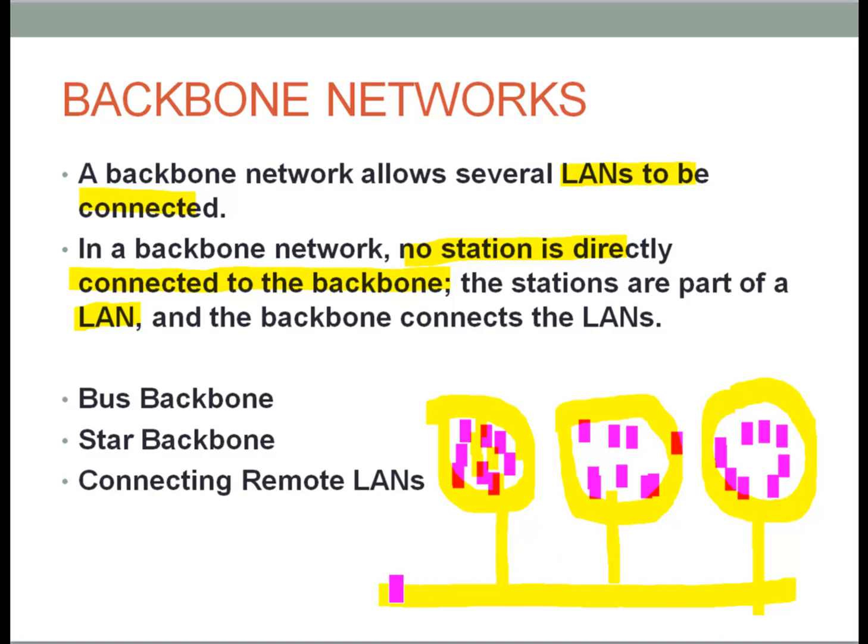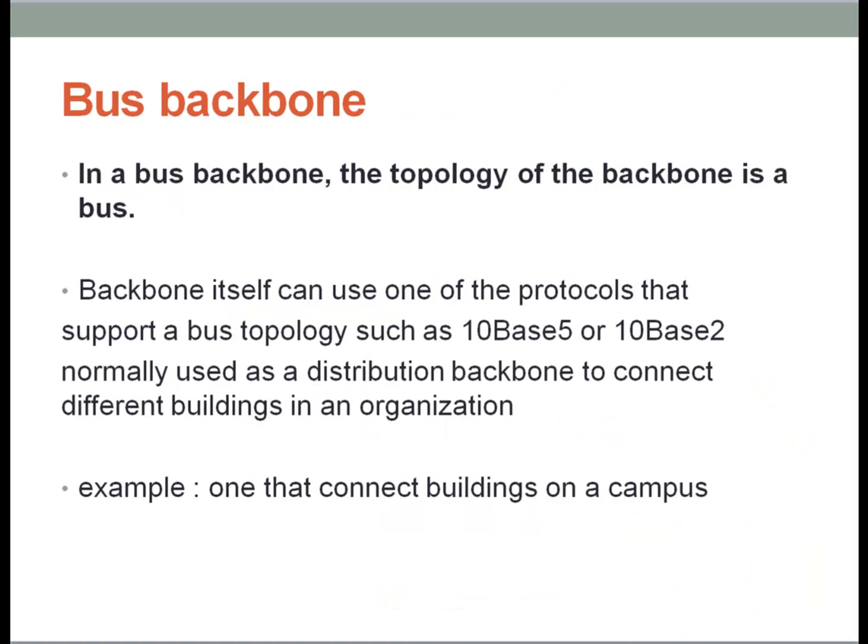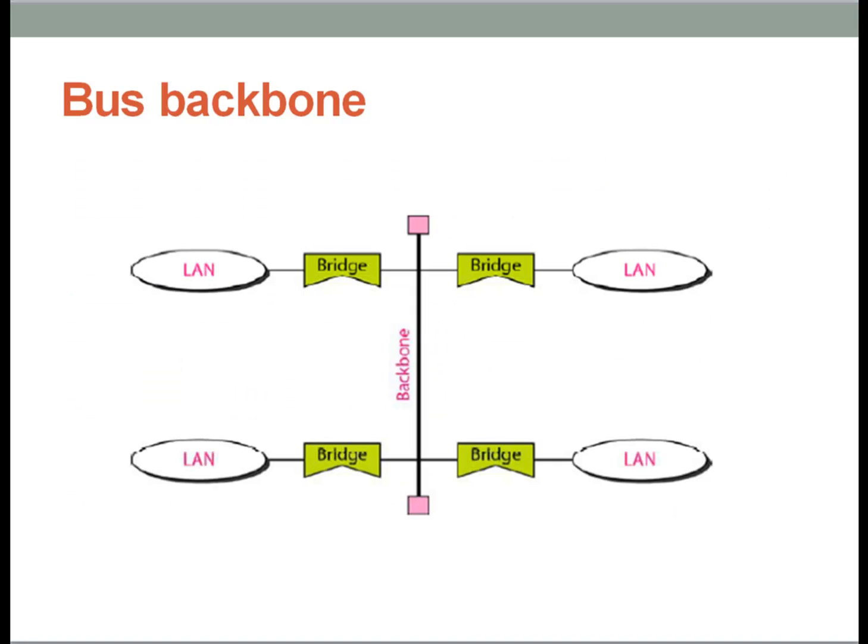So all the local area networks I am going to connect as a backbone, using a backbone. Now if you take the backbone, there are 3 different types available: bus backbone, star backbone, and connecting remote LANs. These are the 3 different types of backbone architecture available. Now I am going for the bus backbone. So what is this bus backbone? You can see the diagram, you will understand it very clearly.